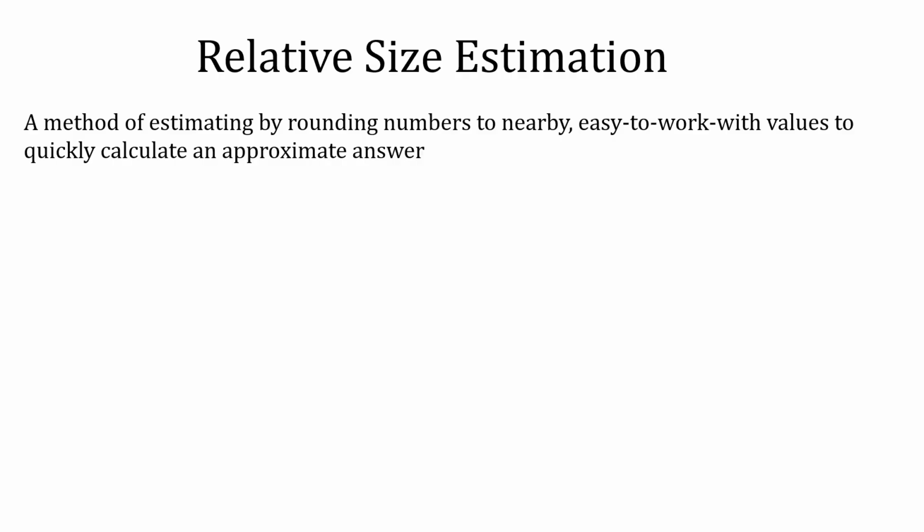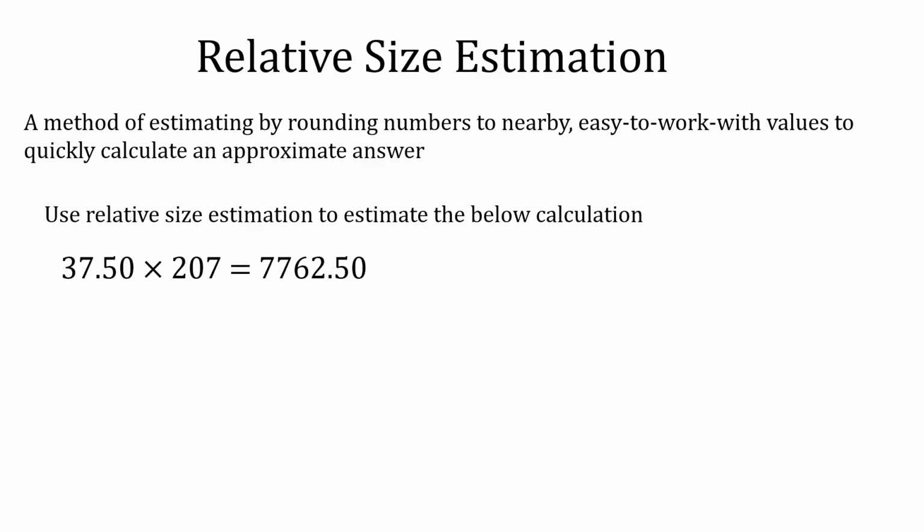Now, relative size is a method of estimating by rounding numbers to nearby, easy to work with values to quickly calculate an approximate answer. Here's the same example. Now, for the context of this course, here's what I want to teach you to do. Notice that for 37.50, the largest value it has is in the tens place. So I'm simply going to round to the nearest 10. And notice that for 207, the largest value it has is in the hundreds place. So I'm simply going to round to the nearest 100. That's what I want you to do in the context of this course for relative size estimation, just to keep it straightforward.